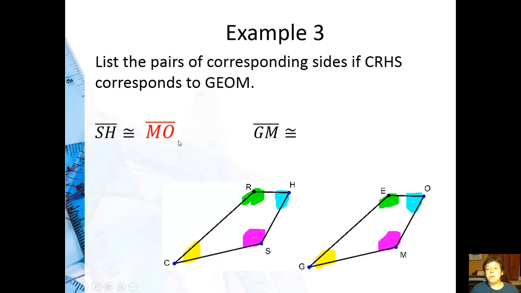Now you could argue, well, Mrs. Overman, is SH congruent to OM? Yes, it is. But if I'm doing corresponding, let's try to match the direction of the segments. It's not a bad idea. So GM here is yellow to magenta. So that's going to go with CS right there.